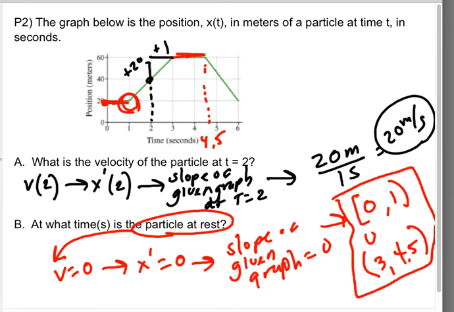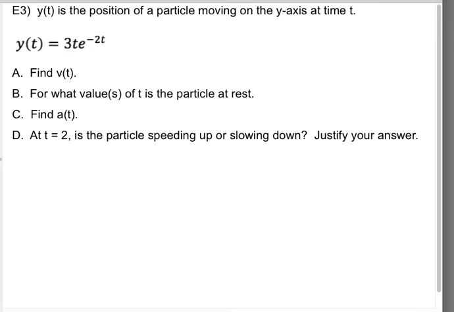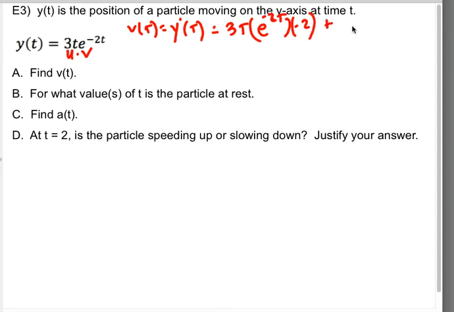All right, moving on. Okay, so y of t is the position of a particle moving on the y-axis at time t. So first thing we're asked to do is find v of t. So notice that this is going to be a product and a chain rule, right? Because it's a product because it's 3t times e to the stuff, but there's a chain because there's stuff inside the e. So my v of t, which is the same as my y prime of t, is going to be u. dv is going to be e to the stuff times the derivative of the stuff. So that's going to be e to the negative 2t times a negative 2, plus v, which is e to the negative 2t. du is a 3.